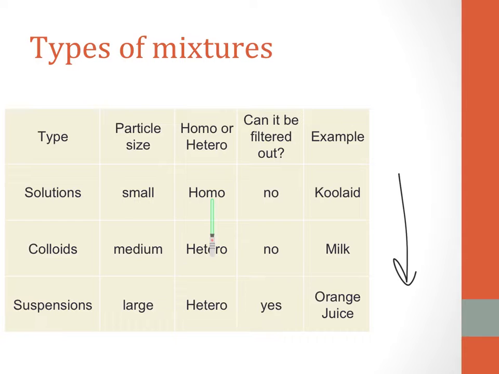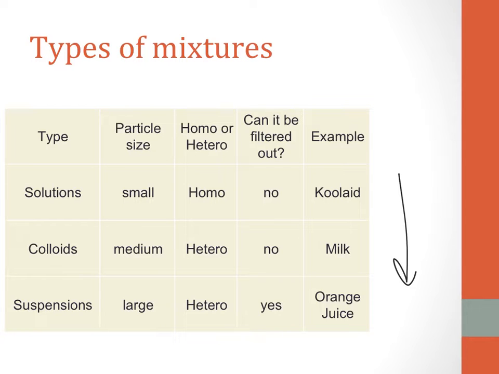It's a homogeneous mixture. One thing that you can do to see and test if it's a heterogeneous or homogeneous mixture is, can it be filtered out? If the answer is no, if you can't filter out the substances from one another, it's probably a solution. An example being Kool-Aid, pop, sports drink.